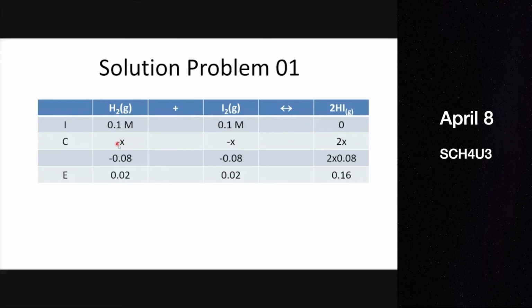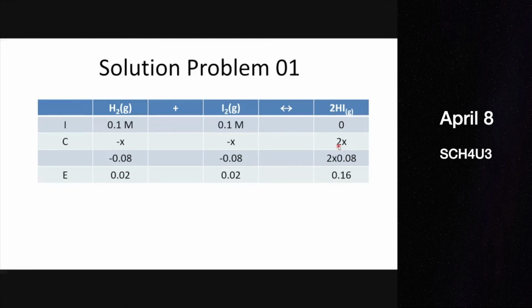And what happens with time? The concentration of X decreases. So this negative sign over here, or minus X, indicates a decrease in concentration of hydrogen and iodine. So minus X, and this is positive 2X, the increase in the concentration of hydrogen iodide. The coefficient is 2, so it will be twice the value.